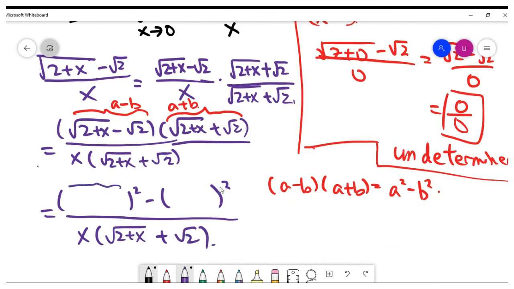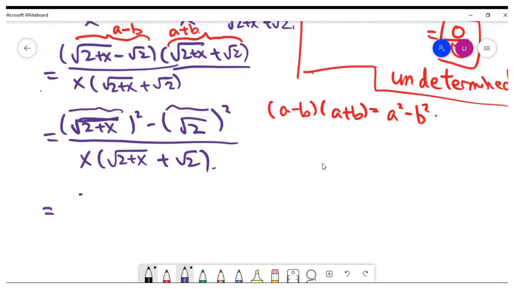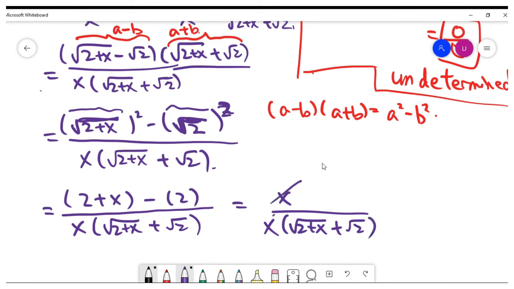So the top now, this one is a squared, right? I mean, a is the square root of 2 plus x, and b is the square root of 2. And it's your responsibility to resolve this here. Now you see square root and square cancelled. So now we have 2 plus x for the first bracket, because square root and square cancel. A similar thing happens to the second bracket. You see, square root and square cancelled. So it's minus 2. And the bottom is going to be x times the things inside the bracket, x divided by x times something in the bracket. And of course, x is cancelled.